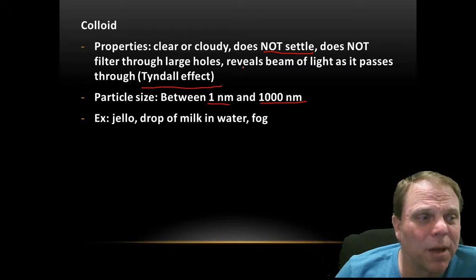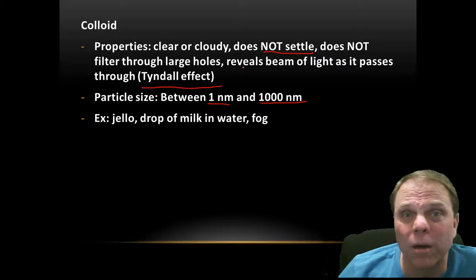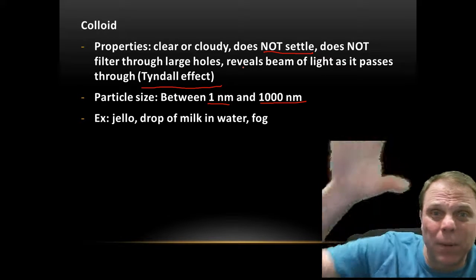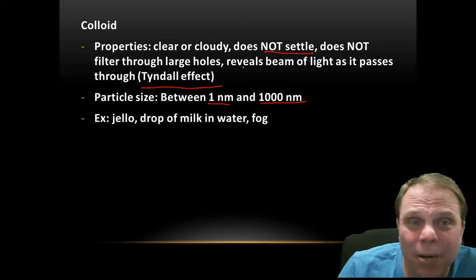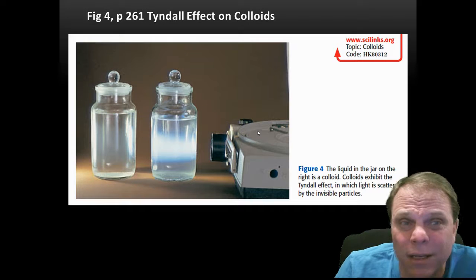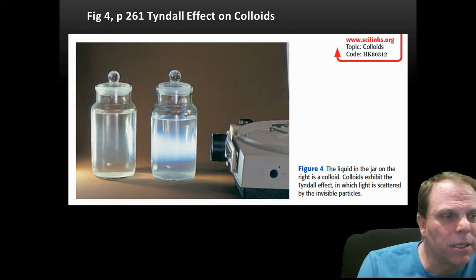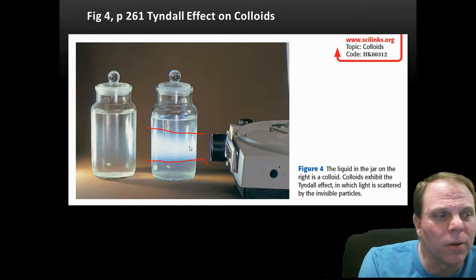Jello is a good example of a colloid. If you take a drop of milk and put it in water, now all of a sudden the water has beams of light that show through it because it's scattering the light and pushing it up to your eyes. Fog, when you drive through fog, that's a good example of a colloid. Here's the Tyndall effect, okay? So I want you to notice how we have this line demarking where that light is going through. And over here, you can maybe see it just a little bit.